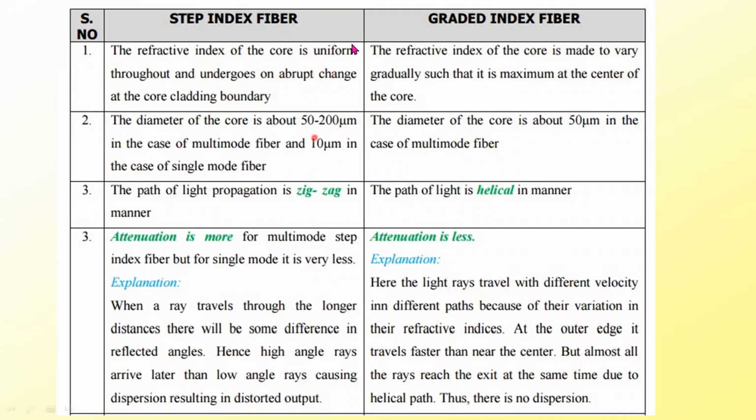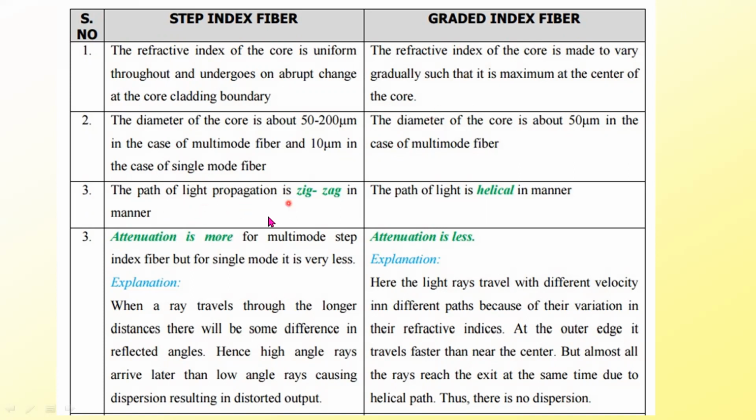So these are the differences between step index and graded index fiber. In the case of step index, the refractive index of the core is uniform throughout, and undergoes an abrupt change at the core cladding boundary. But here it is made to vary gradually, such that it is maximum at the center of the core. Diameter is 50 to 200 micrometer in the case of step index multi-mode. If it is single mode, it is 10 micrometer. Here it is 50 micrometer in the case of multi-mode. It is generally multi-mode only.